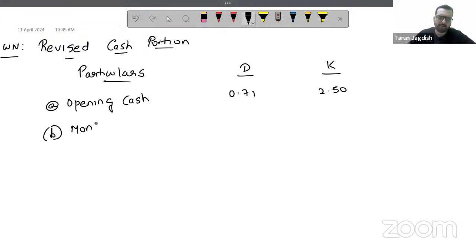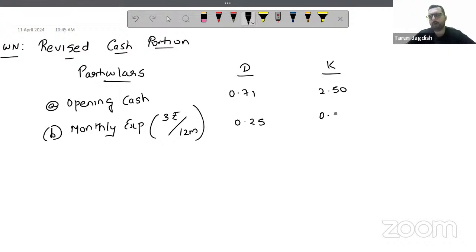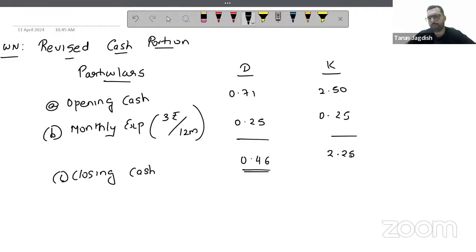Now I will convert my monthly expense. Friends, my yearly expense is 3 rupees. If I divide it by 12 months, it will be 0.25. Once you reduce this, my closing cash will turn out to be 0.46 for the first one, 2.25 for the second one. So friends, we got the equity portion. We have also got the cash portion.